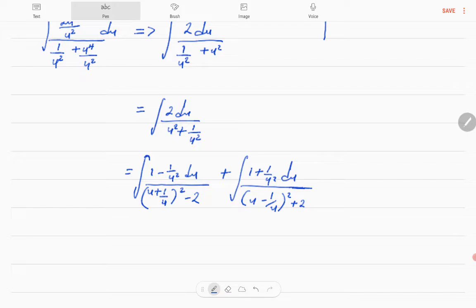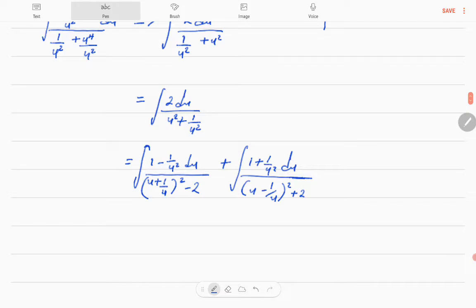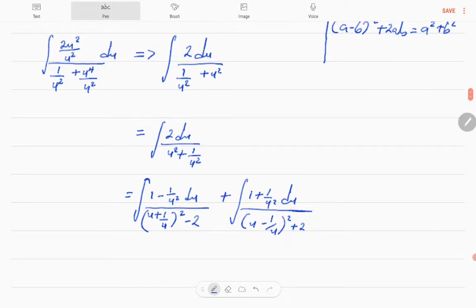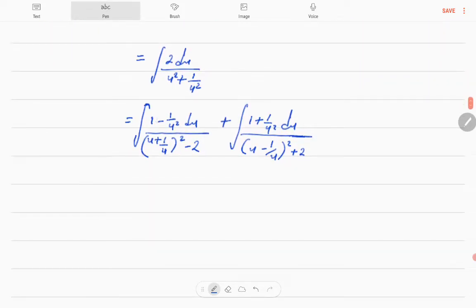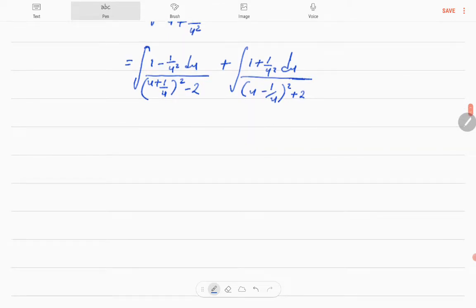Now, both denominators have similarities. When you expand, you still have u squared plus 1 divided by u squared. And when you add 1 minus 1 divided by u squared to 1 plus 1 divided by u squared, you have 2.